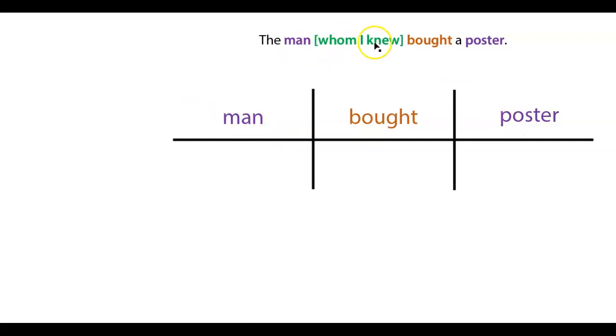Remember, the core sentence always excludes any modifiers. So, anything that would go in brackets, anything that would be blue or green, anything that's an adjective or adverb, that's not part of the core sentence. Just subject, verb, direct object. So only nouns and verbs can go up there.